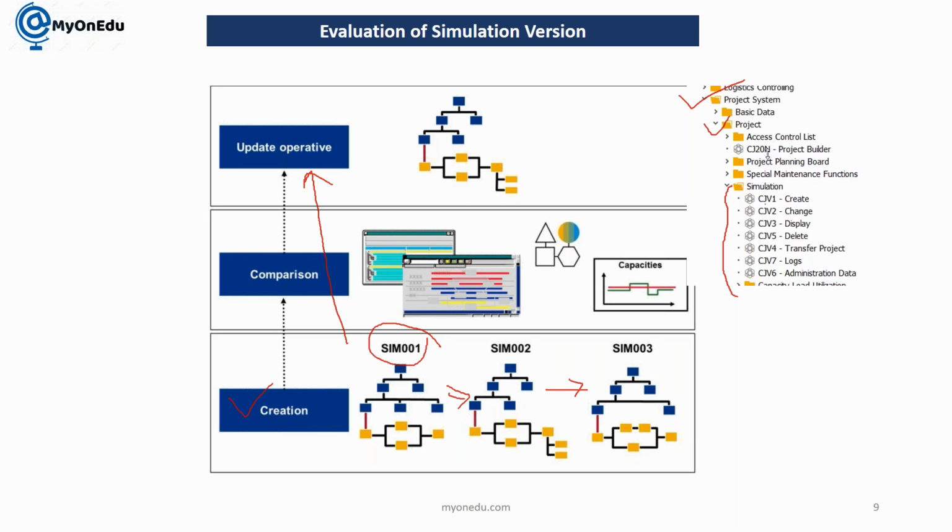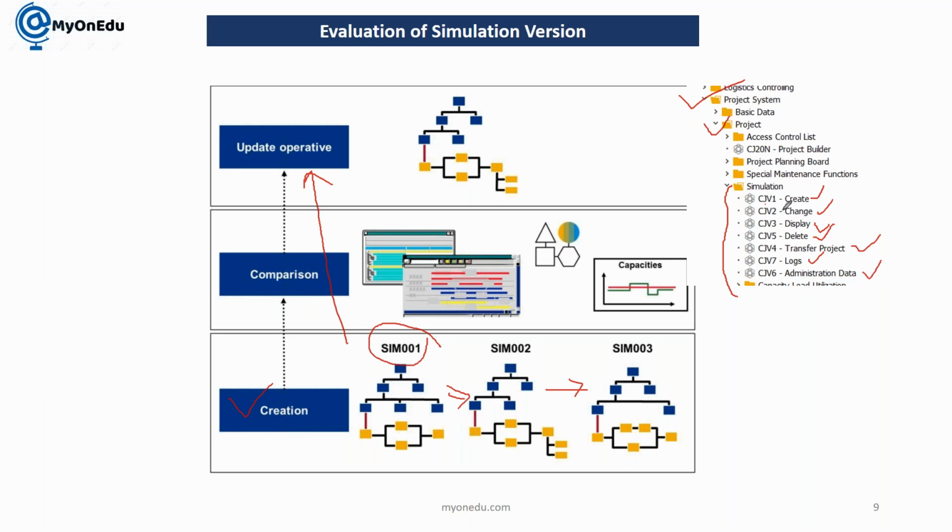Here, what we are doing is creating a simulation project through CJV1. We can change it through CJV2, display it through CJV3, delete it by CJV5, and transfer it by CJV4. We can check the log in CJV7, and CJV6 is used for administration data.